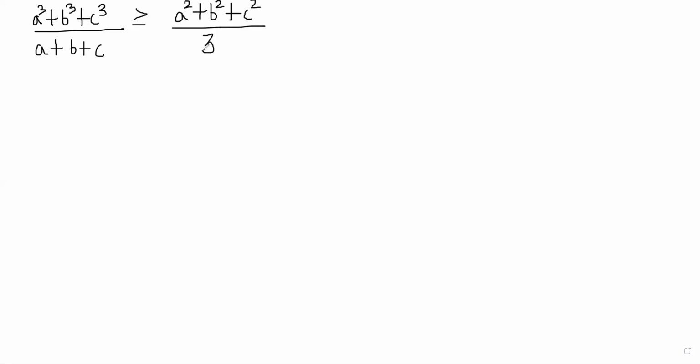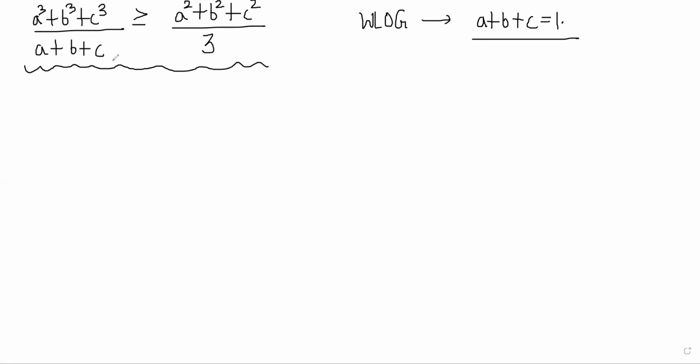So I'll say (a cube plus b cube plus c cube) by (a plus b plus c) is greater than or equal to (a square plus b square plus c square) by 3. Now, in many inequalities books, you might see that they sometimes say, without loss of generality, we can assume a plus b plus c equals 1. If you see standard books in inequalities, you might find this statement. You might be wondering why we can assume that. Because if you assume a plus b plus c is equal to 1, the question becomes a little easier.